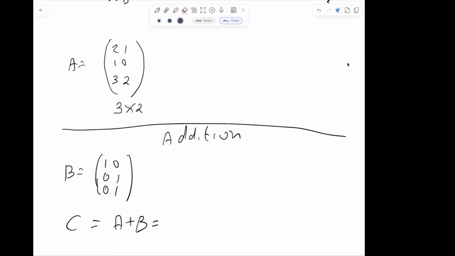So what we do here is 2 plus 1. So this one is 3. And then we have 1 plus 0, and then 1 plus 0, and 0 plus 1, and then 3 plus 0, and 2 plus 1. Okay, so that's A plus B. Very simple. If you want to add two matrices, all you do is just add their components.